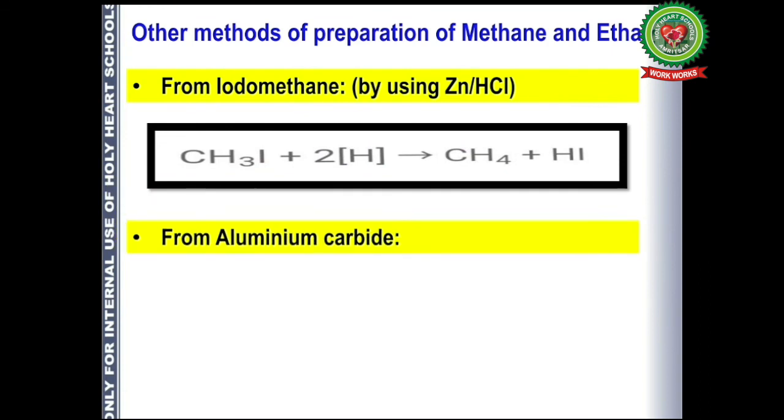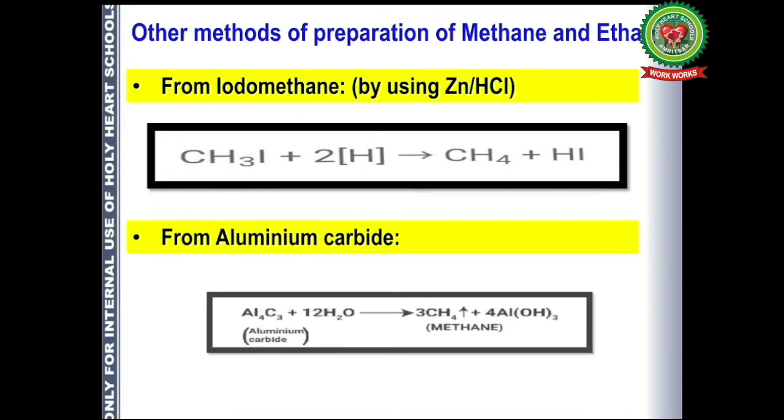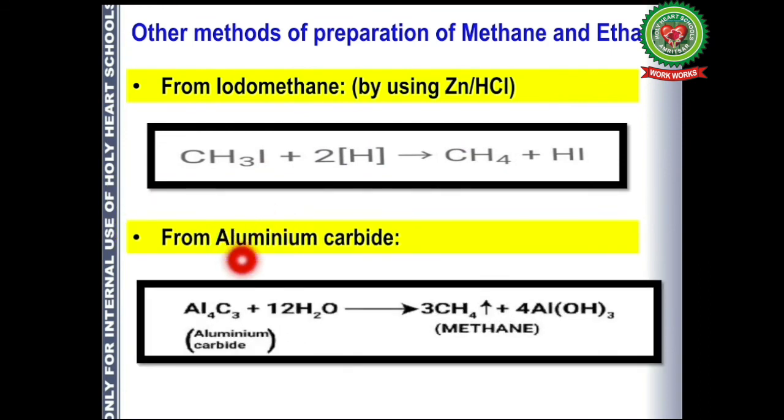The next is from aluminium carbide. As you know, aluminium's valency is +3 and carbide's valency is -4. So by reacting together, they form the formula Al4C3 plus 12 waters, and it gives rise to methane and aluminium hydroxide. So by using aluminium carbide also we can prepare methane.